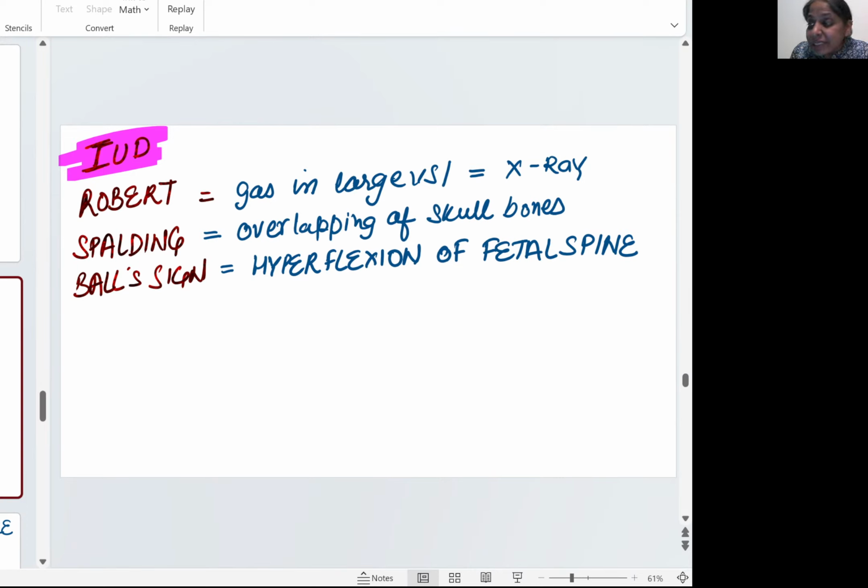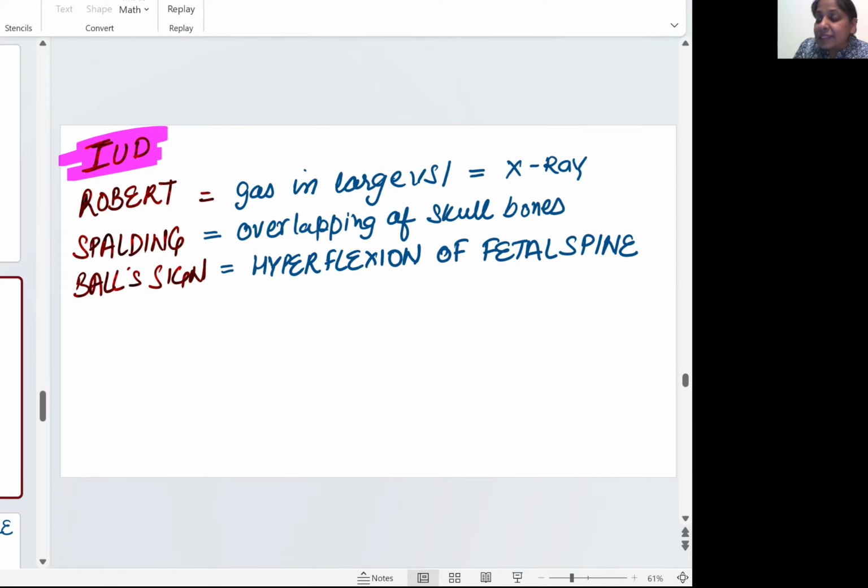Okay. Let us discuss the signs of intrauterine death. Again, it is a PYQ. Very good. What is Robert's sign? Robert's sign is the first sign of intrauterine death. Because you all know the heart undergoes arrest, so there is no blood flow, and as a result there is gas in the large vessels. This gas in the large vessels can be seen on X-ray, and this is known as Robert's sign.